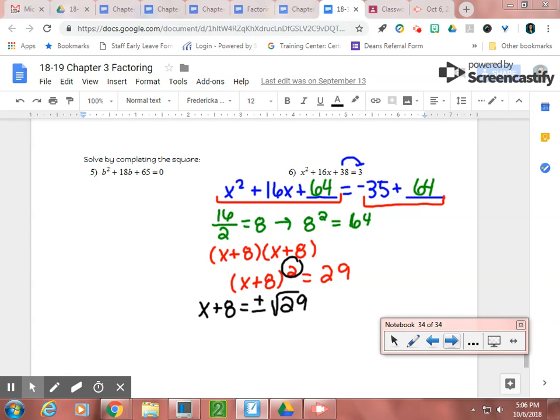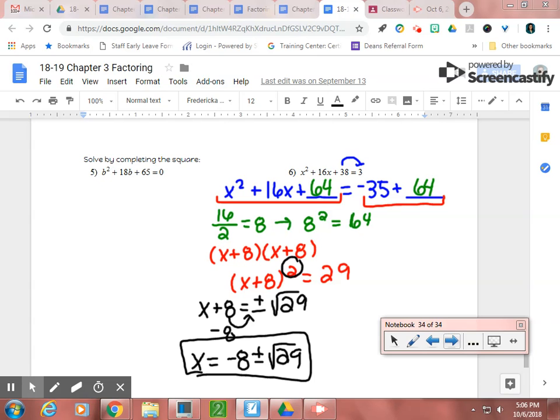The square root of 29 doesn't break down into anything. It's a prime number. So the only thing you have left to do is move this 8 to the other side. And you can't put it inside the square root because it doesn't go there. So your answer to this would be negative 8 plus or minus the square root of 29. And that's your final answer. This one you definitely could not have solved by factoring. You would have had to use the quadratic formula and gotten this, and this could be the faster method. So this is what completing the square looks like.